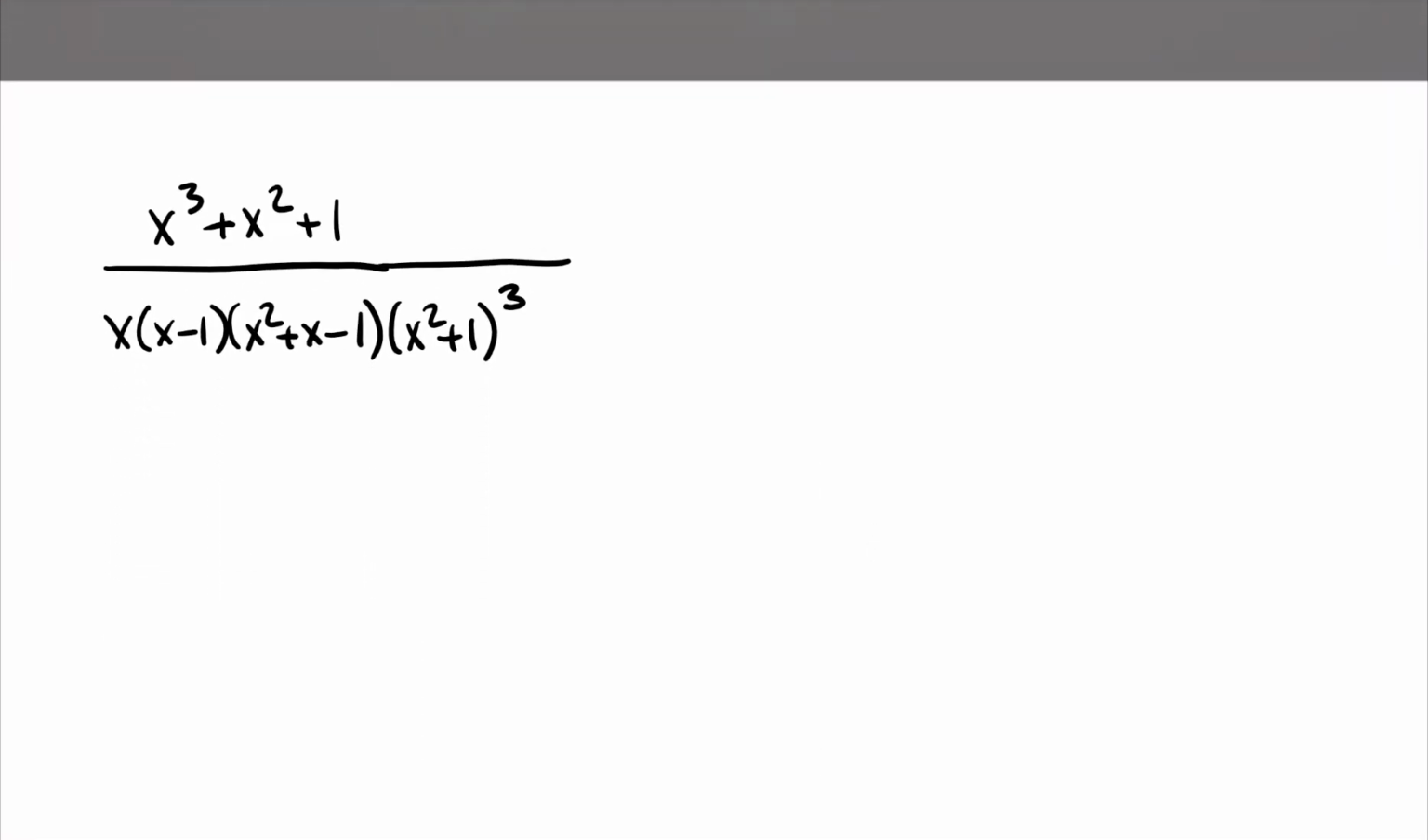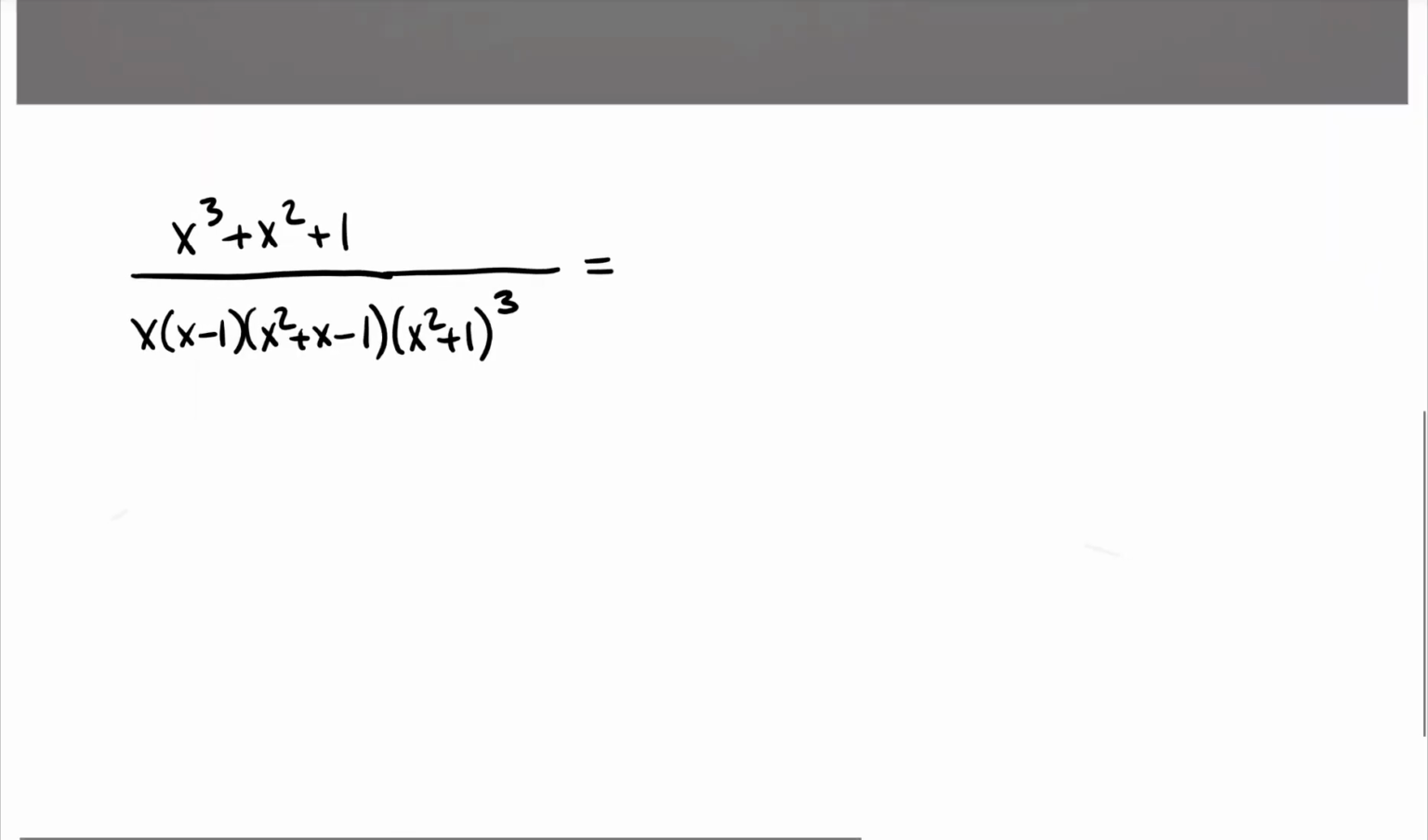Oh, what if you got this as an integral? Looking at that gives me anxiety. But we're not solving any integrals. We just want to see how we would set this up. So let's start on the left-hand side. That's what we call a linear factor. So we would just have A over x. Okay, next. X minus 1. There's no square on it. That's also a linear factor. So we'd get B over x minus 1.